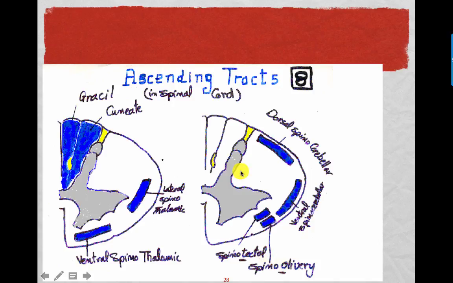Now we are left with the 4 subcortical ascending tracts that will not reach the cerebral cortex. They carry sensory impulses, but these impulses are not felt as sensation. They carry sensory impulses to the subcortical level. We have finished the gracile, cuneate, lateral and ventral spinothalamic, and we are now left with the dorsal spinocerebellar, ventral spinocerebellar, spinotectal, and spino-olivary.